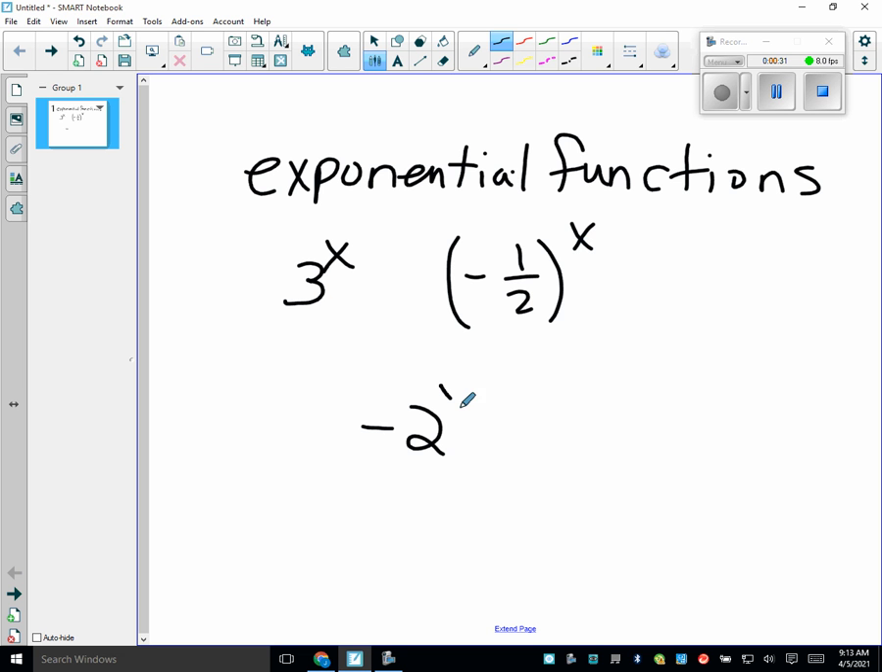This is not, because the base is negative. Okay? Isn't the negative 2 considered the base? Yeah, so why is it negative 1/2? Oh, I'm sorry. That's wrong.